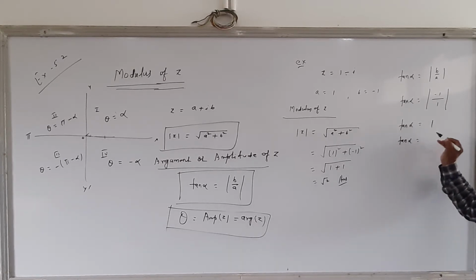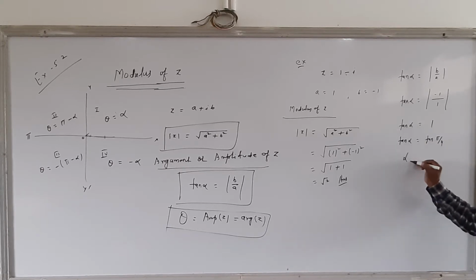Tan alpha will be one value, that is tan 45 degrees, tan pi by 4. Then tan to tan cancel, alpha equals pi by 4. This is alpha, this is not the amplitude, this is not the argument, right?